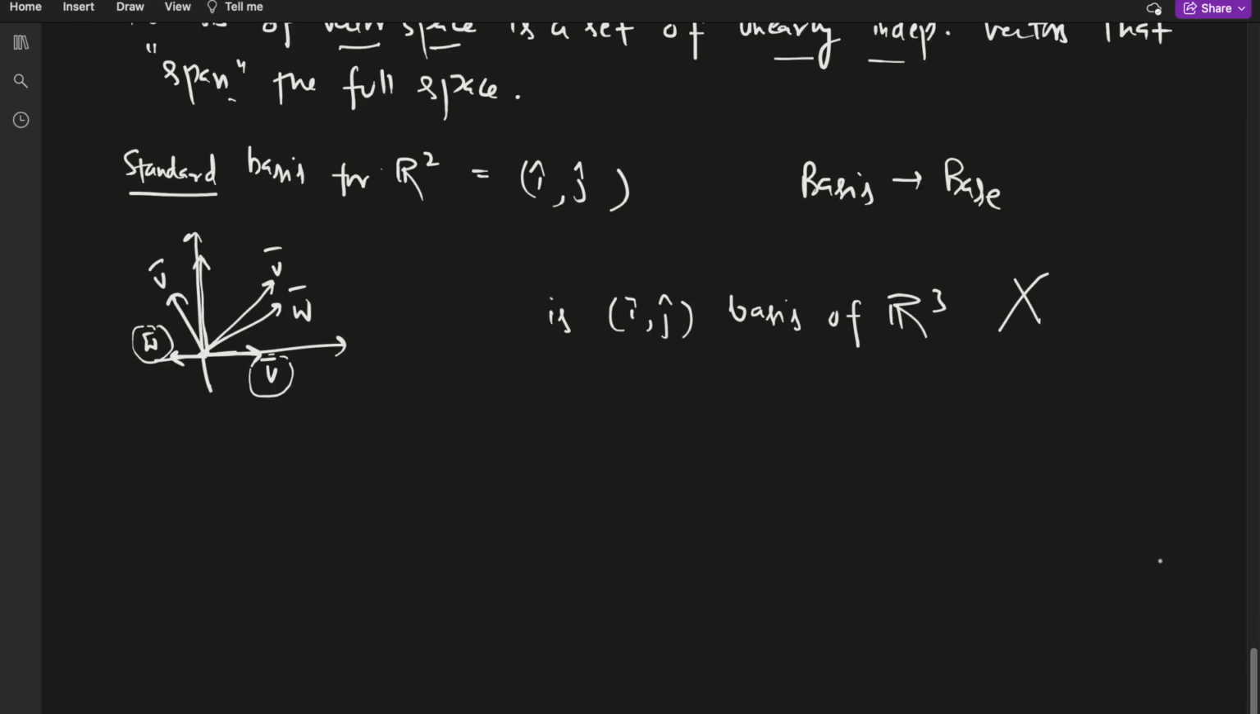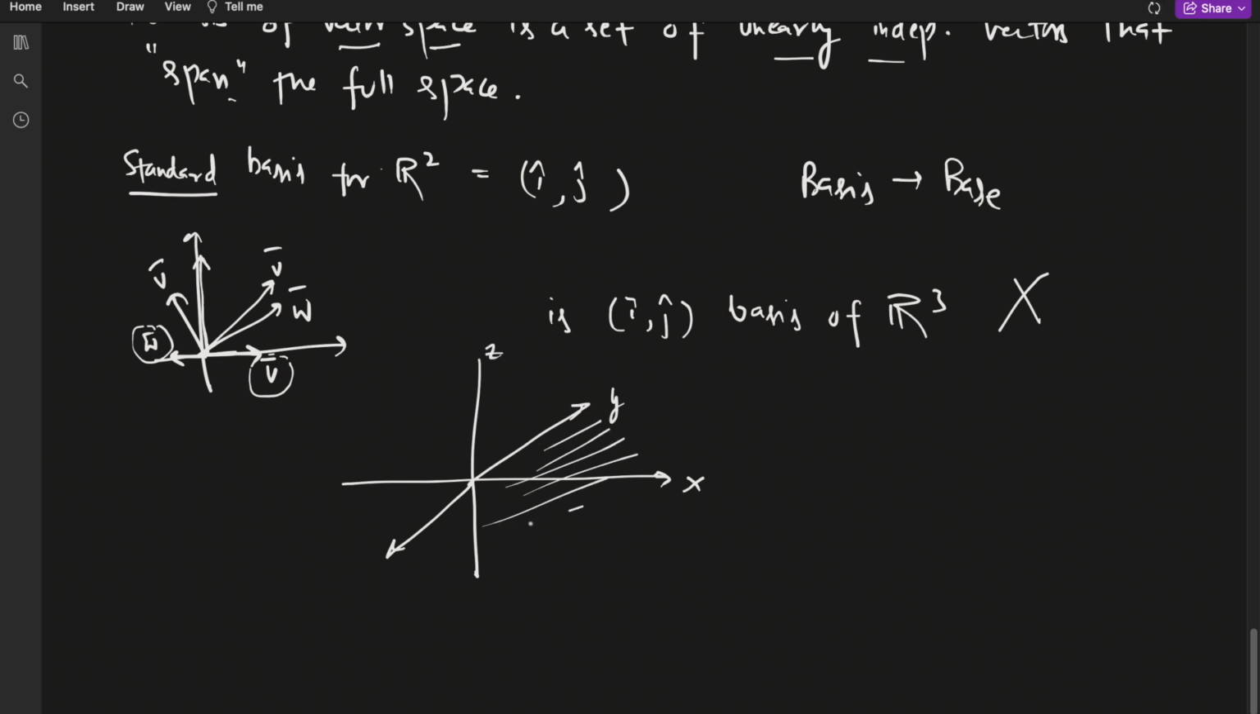So i hat and j hat in R cube: if I take R cube, and let us suppose this is the x axis, this is the y axis, and this is the z axis. So i hat and j hat is just this plane, it will just span this plane, and we are missing the vectors which are perpendicular to this xy plane. So i hat and j hat is not a basis for R cube.